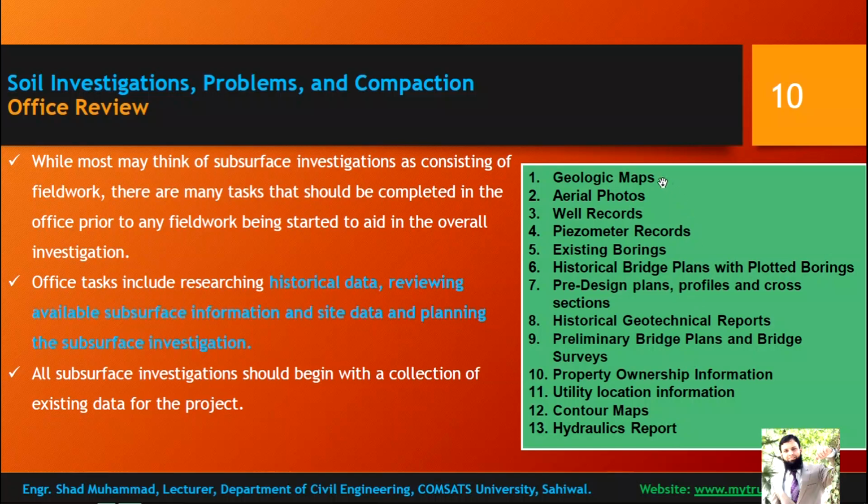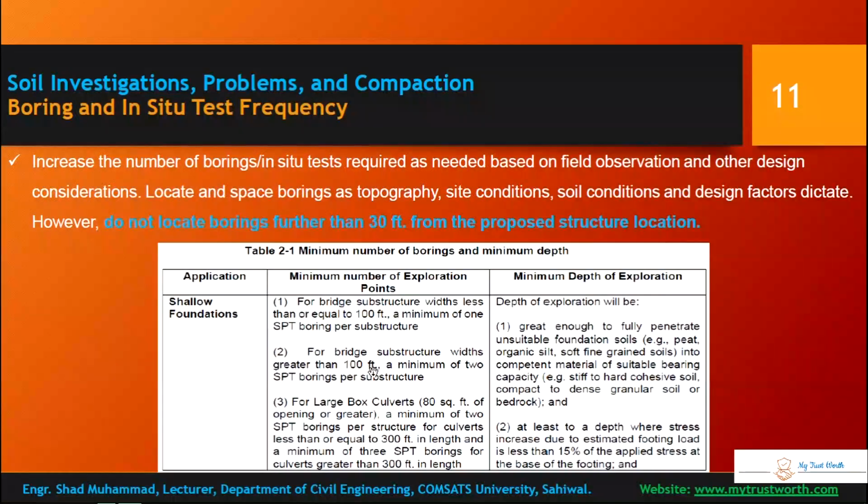So you can see the different types of data available. The more you think, the more possibilities you get, that you can get the data of the nearby area, which will be helpful in your geotechnical investigation.